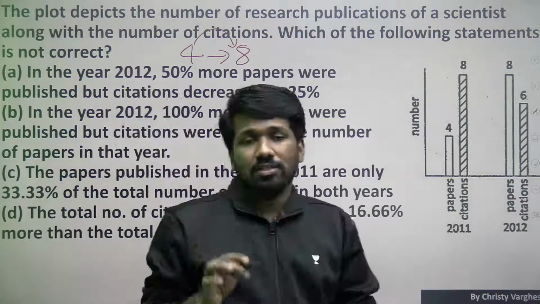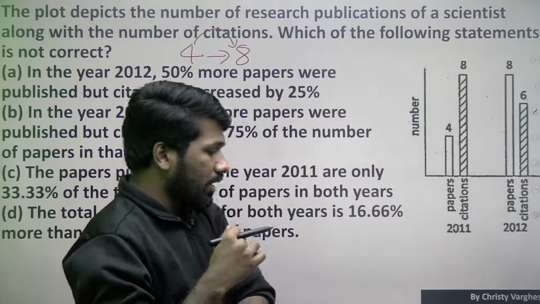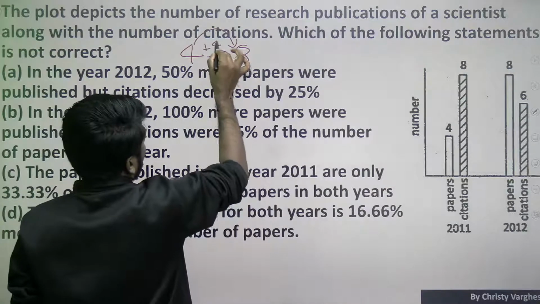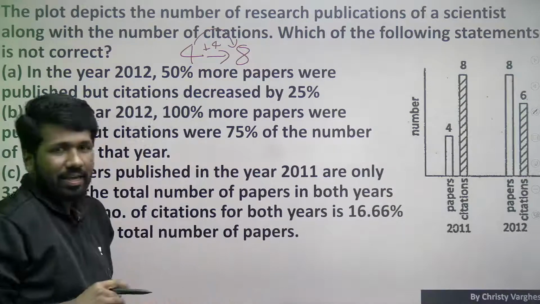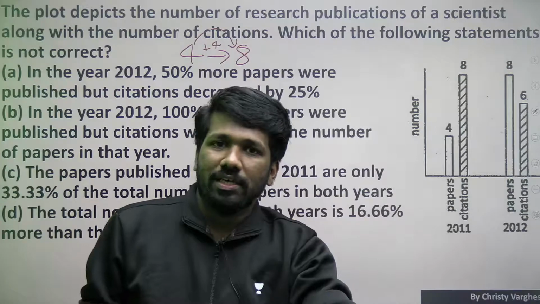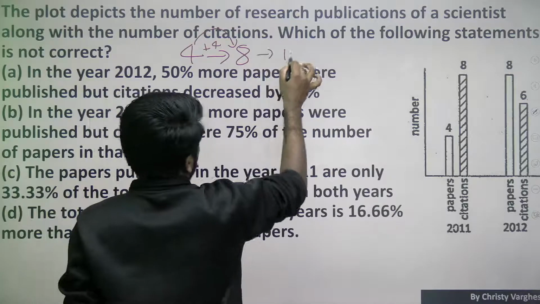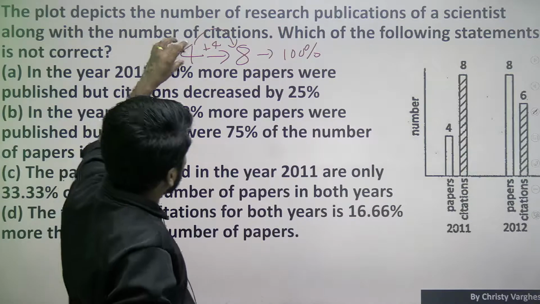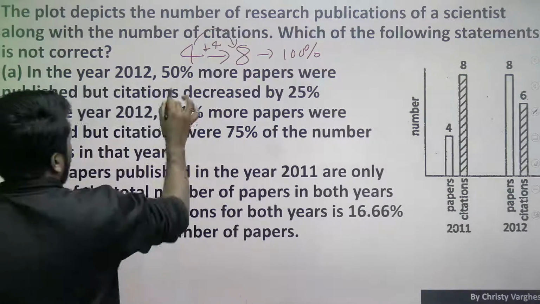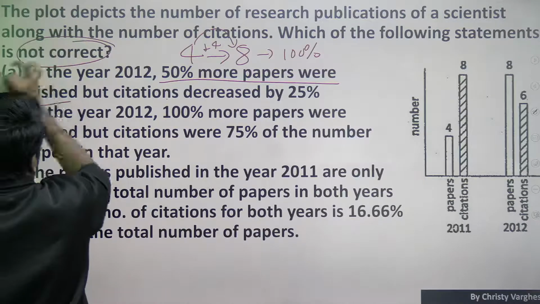Check out my previous lectures on percentage calculation and growth analysis. There I have explained in detail how to calculate it mentally. So I will briefly mention, 4 becoming 8: 4 is added to 4 to get 8, meaning 100% of 4 was added. 100% added means 100% is the growth, not 50%. This is 100% growth, because 4 is added to the 4 to make it 8. That means 50% more papers were published is definitely wrong, and we need the wrong statement.